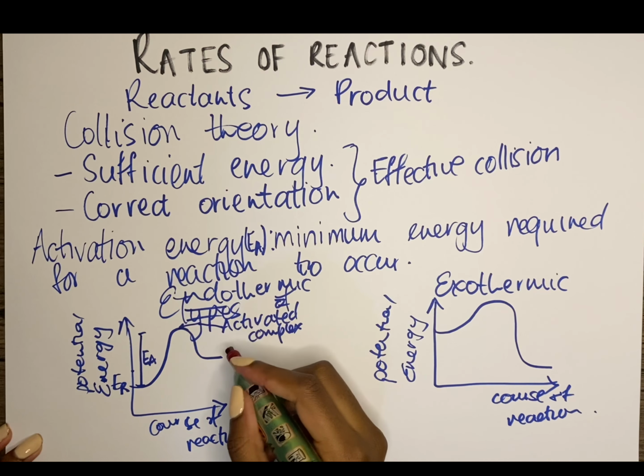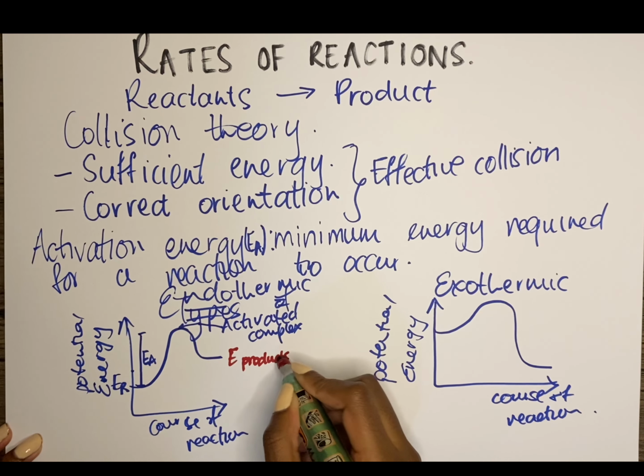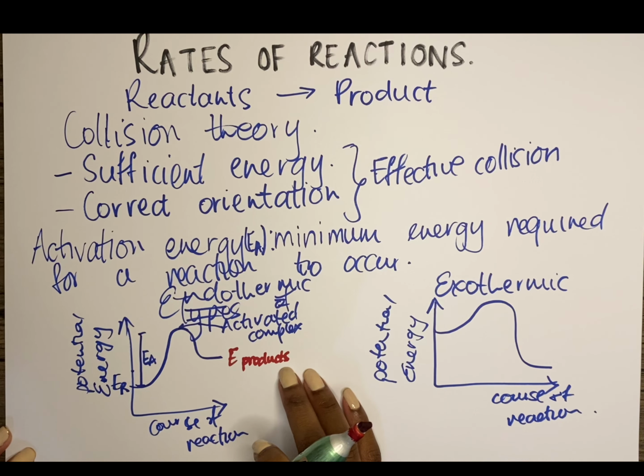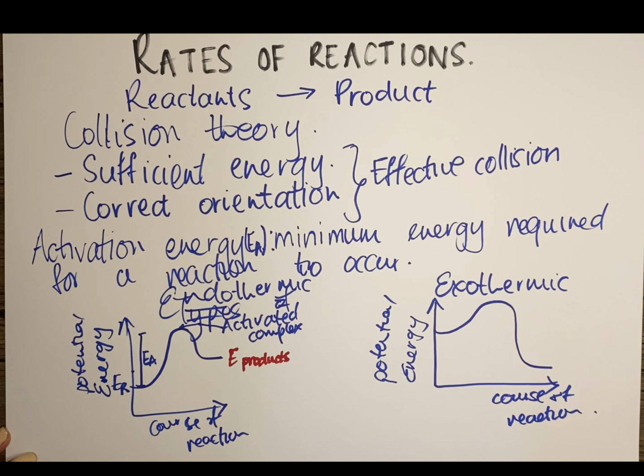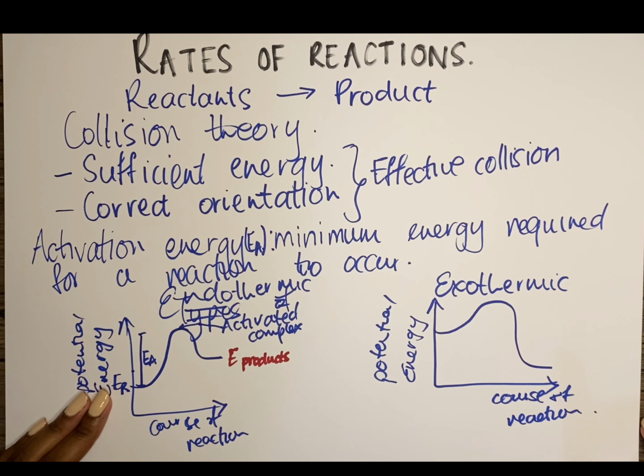And then there is a certain energy of the products after the reaction has been completed and the products are formed. They also possess a certain energy, right? So remember, energy is absorbed in a reaction in order to break the bonds, and then once bonds have been formed, energy is released. The difference between that absorption and release of energy is what determines whether a reaction is endothermic or exothermic, right?